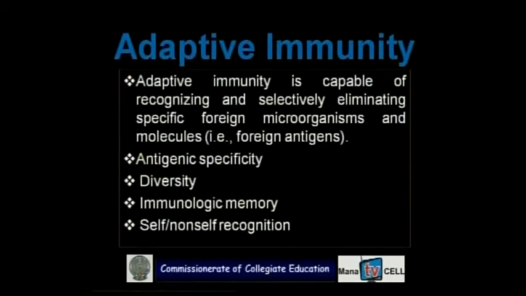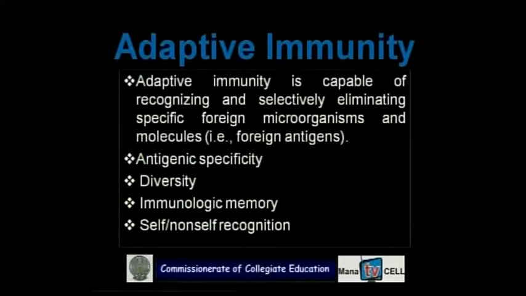Another one is the adaptive immune response, or adaptive immunity. During his lifespan, an individual is exposed to various types of diseases. By exposure to those diseases, the individual gets immunity. Such immunity is known as adaptive immunity, or specific immunity, or acquired immunity.